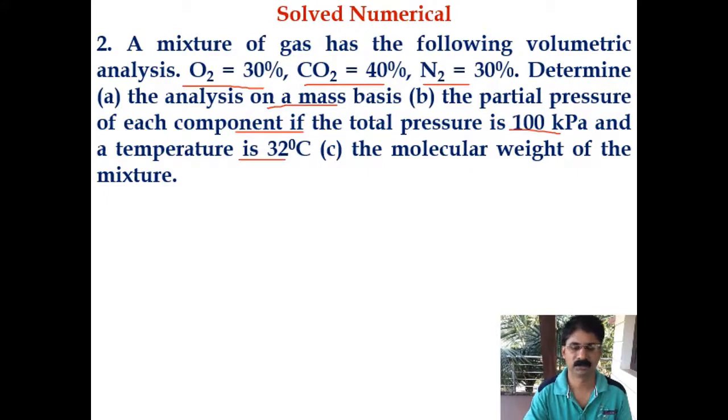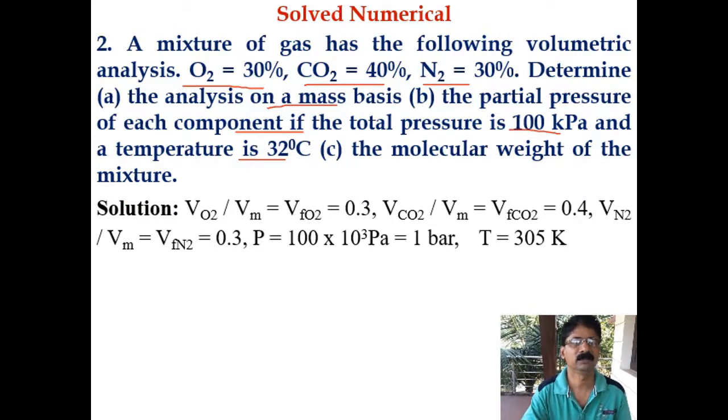And the molecular weight of the mixture. So whenever this volumetric analysis is given, that is nothing but the volume fraction of each of the constituent gases. That is the volume of each constituent divided by the total volume of the mixture. So volume fraction of O2, 30%, means volume of O2 divided by volume of mixture, which is 0.3. Similarly, volume fraction of CO2 is 0.4 and volume fraction of N2 is 0.3. This is VN2 divided by Vm.